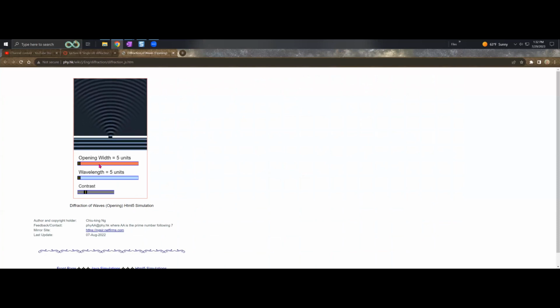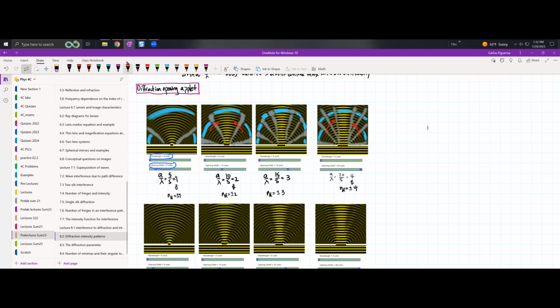And so remember, I'm going to keep my opening, or excuse me, the wavelength the same. So I'm never going to change the wavelength. If you look at the wavelength, it reads 5 units, so it's only this one. Now look what happens. If I look at the ratio of the diffraction parameter, that's 5/5, which is 1, and you see 1 central max.